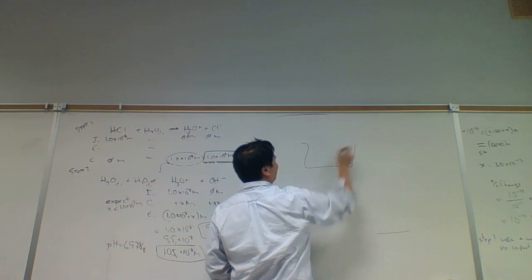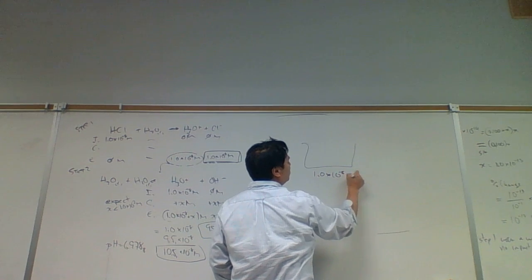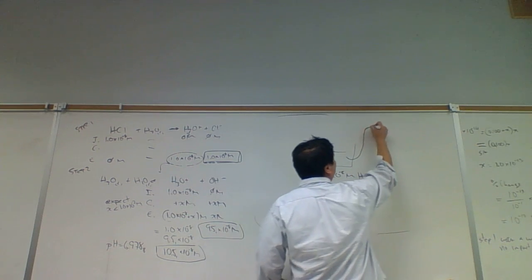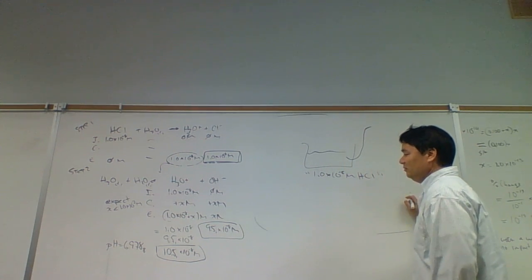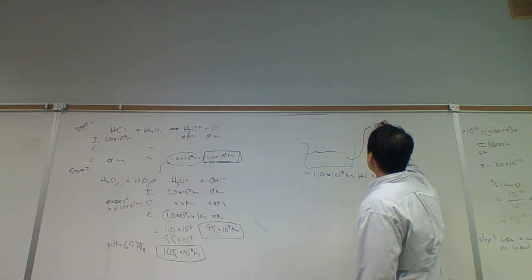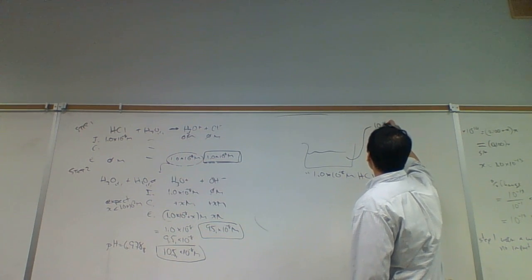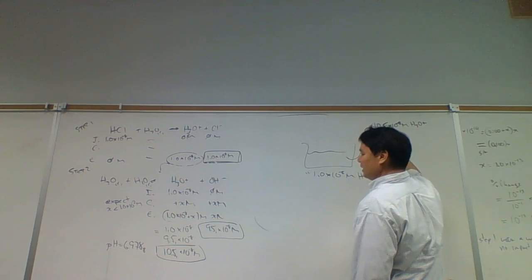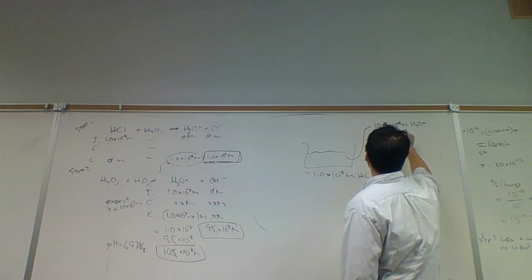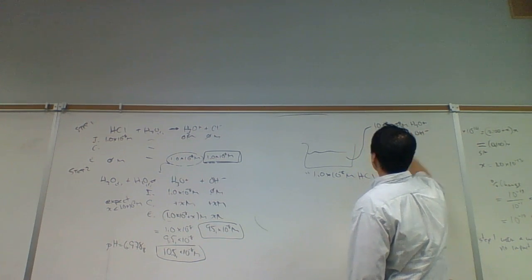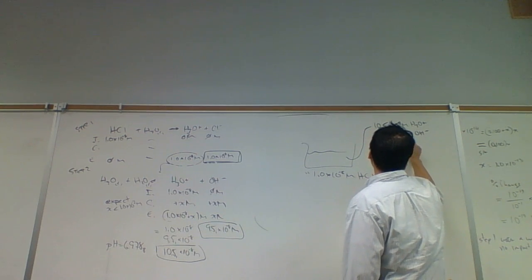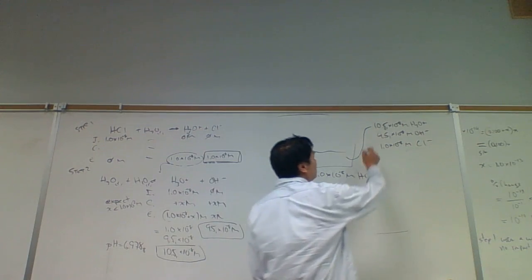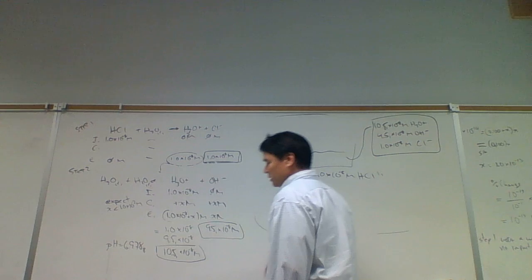If I have a beaker that's labeled 1.0 times 10 to the minus 8 molar HCl, what's inside of it? Well, I'm going to have 10.51 times 10 to the minus 8 molar hydronium, 9.51 times 10 to the minus 8 molar hydroxide, and 1.0 times 10 to the minus 8 molar chloride. This is what I expect to find in addition to water. These are the species here.